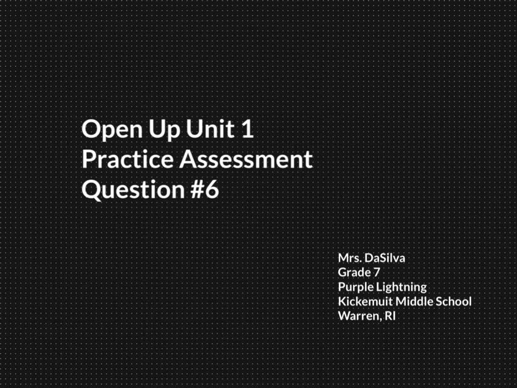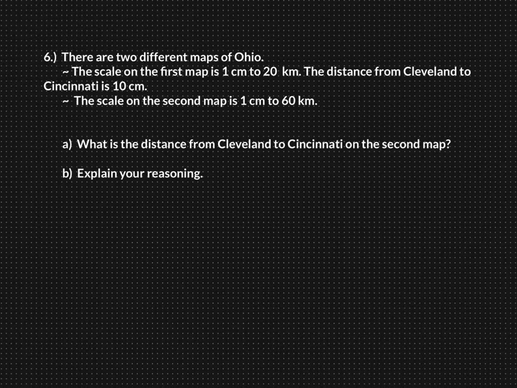Okay, here we are, practice assessment question number 6. So again, we're dealing with scaling, of course, because that has been our focus. The scale on the first map is 1 centimeter to 20 kilometers, and they give us a distance of 10 centimeters. Obviously, the 10 centimeters is on the map, because it wouldn't make a whole lot of sense if that was how far those two cities were away from each other in actuality.